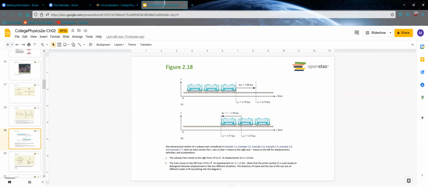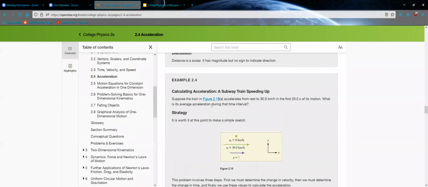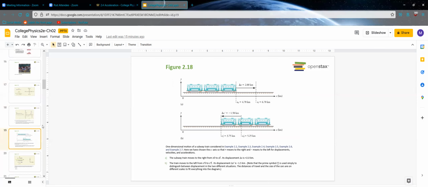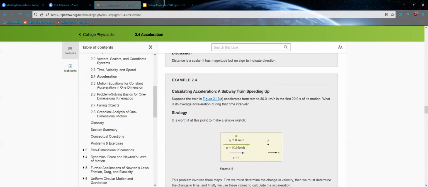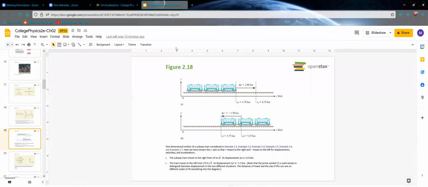So this right here is example 2.4, which is said here, calculated acceleration, a train speeding up. And the question is, you have a train here, right? This train is accelerating from rest at 30 kilometers per hour in the first 20 seconds of its motion. What is its average acceleration during this time?